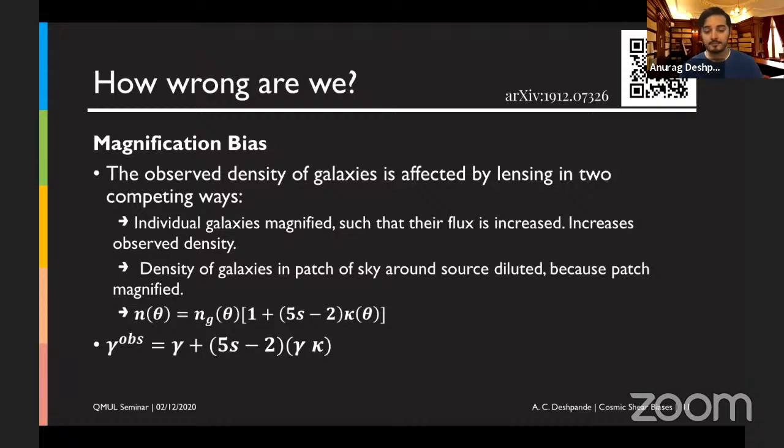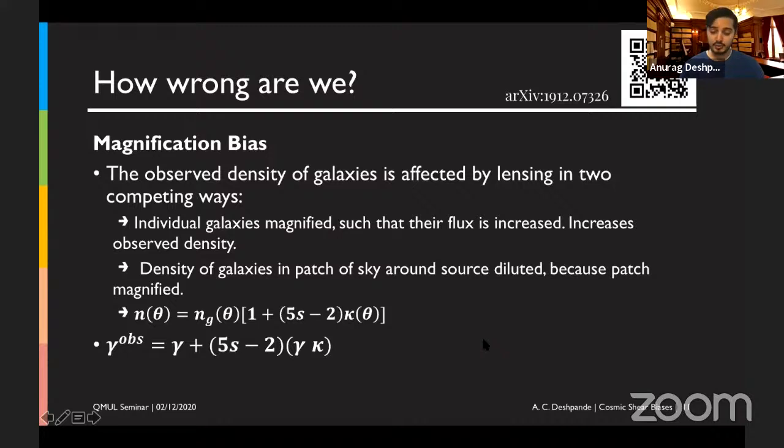In fact, altogether, the effect depends on the convergence and the slope of the luminosity function. That's the s, and the 5s minus 2 comes from converting between fluxes and luminosities. And that's what your observed galaxy number distribution looks like, compared to the unlensed true galaxy distribution that you would get.